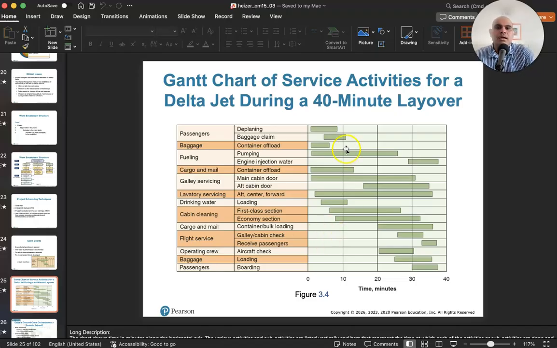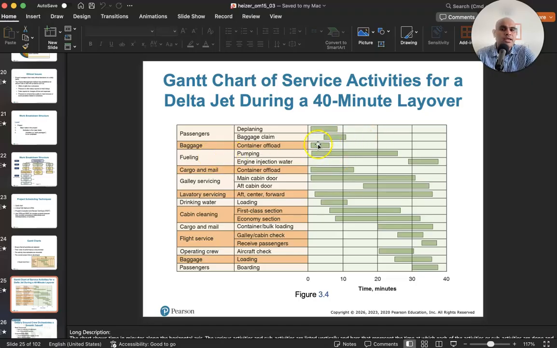So as you can see, as passengers are deplaning, baggage claim can happen at the same time. So passengers who got off early can go and claim their baggage early, right? So this is a time estimate. In this case, it's 10 minutes. So this is a time estimate of when deplaning can happen and when baggage claim can begin. Now, baggage offloading obviously has to happen before baggage claim can begin. But once some of the baggage is offloaded, some of the baggage can also be collected. So there you have that. So some part of these activities can happen at the same time.